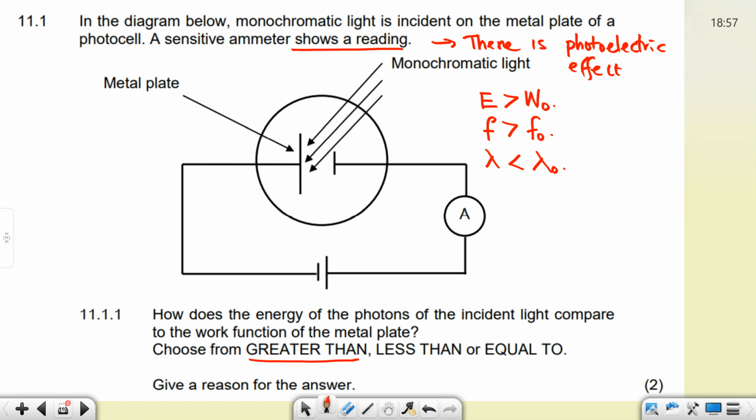Once you do a calculation, I'm just going to put it here. If kinetic energy is less than 0, if you do a calculation and you get kinetic energy less than 0, it means there are no photoelectrons released. There are no electrons released, which means there is no photoelectric effect. That's one of the ways to check if there is photoelectric effect.